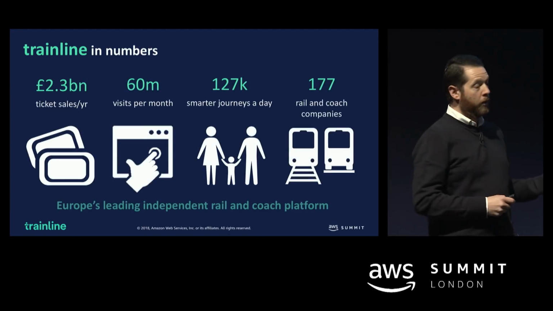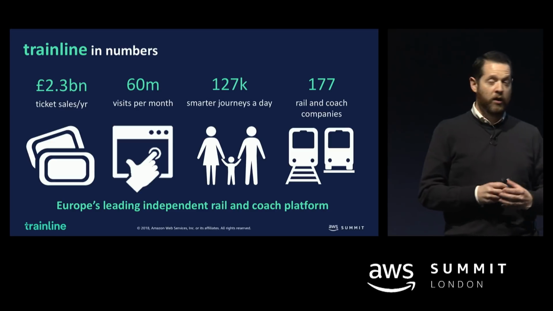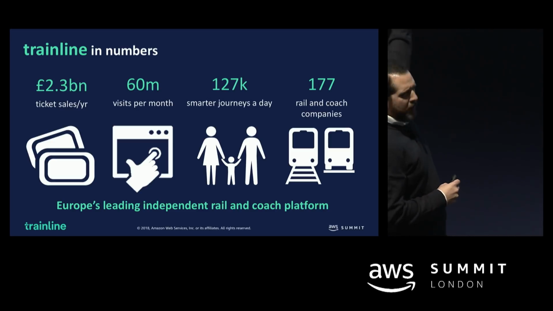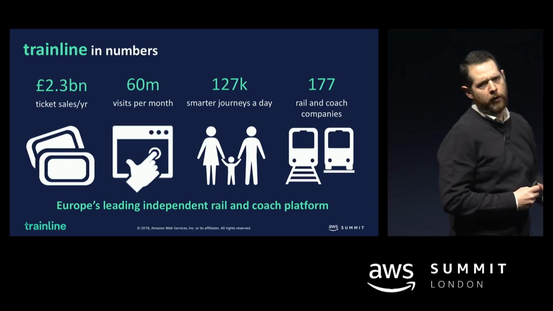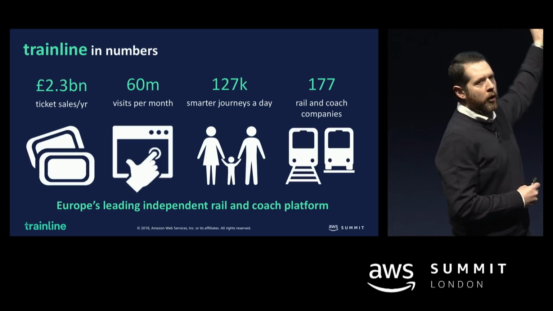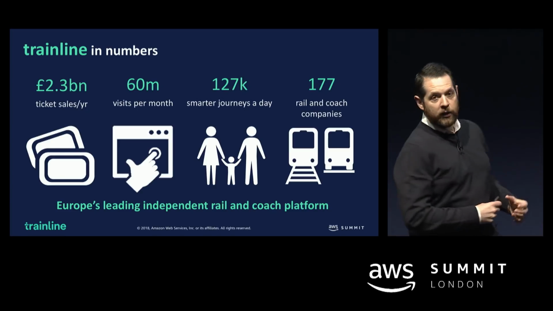First of all, Trainline in numbers. Hopefully, most of you have used us before, you know about us. But actually, we're pretty big. It's a very big number, 2.3 billion a year in train tickets. We do 60 million visits a month. And this is a really good one: 127,000 smarter journeys a day.